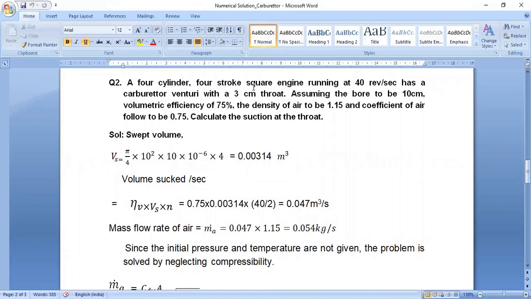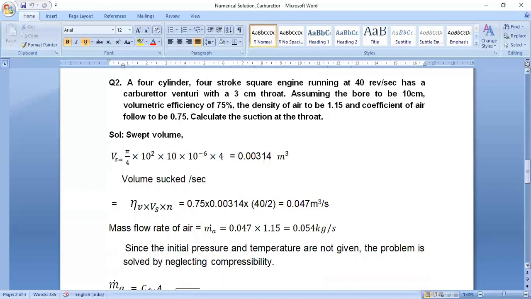A 4-cylinder 4-stroke square engine running at 40 revolutions per second has a carburetor venturi with a 3 centimeter throat. Assuming the bore to be 10 centimeter, volumetric efficiency is 75%. The density of air is to be 1.15 and coefficient of airflow to be 0.7. Calculate the suction at the throat.